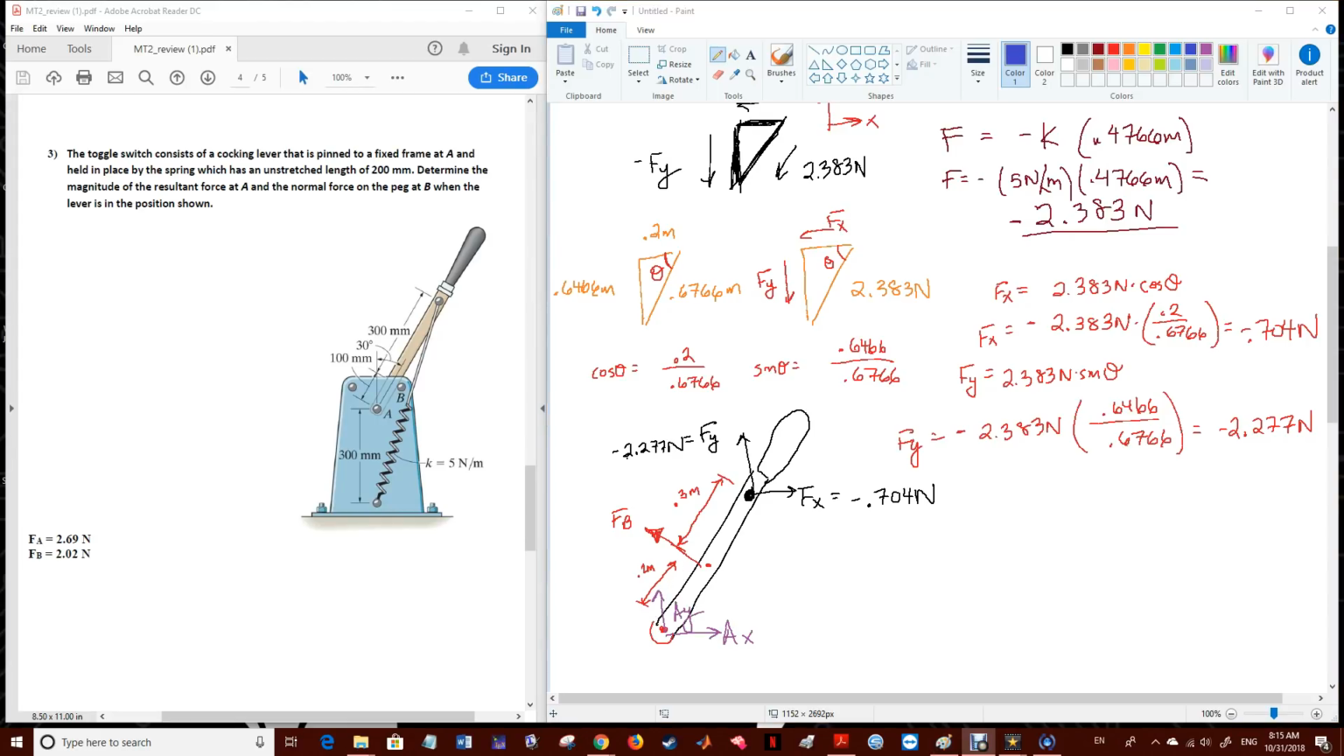Let's take a quick pause and realize why I drew the force B in this direction and why I had AX and AY here. If you look at the picture very carefully, we see that this point B essentially rests outside of the lever, and therefore the contact between the lever and this peg will only allow force B in that direction. Whereas point A is essentially within the lever, and at this fixed frame A, there's a reaction in order to keep this object in equilibrium.